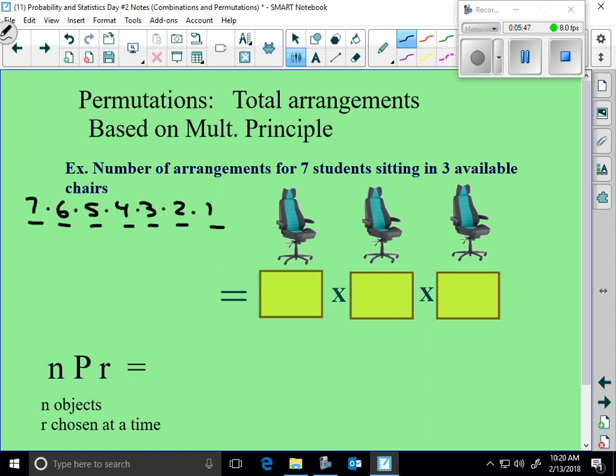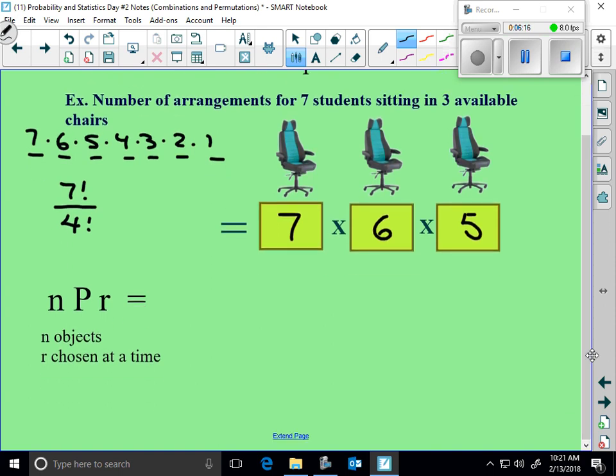Okay, now I'm going to take away 4 of those seats, it looks like. So there's only 3 seats. How many people could sit in the first seat? 7, 6, and 5. Well, what is 7 times 6 times 5? That's really 7 times 6, or 7 factorial over what? 4 factorial. And that's how whoever came up with this came up with the formula.